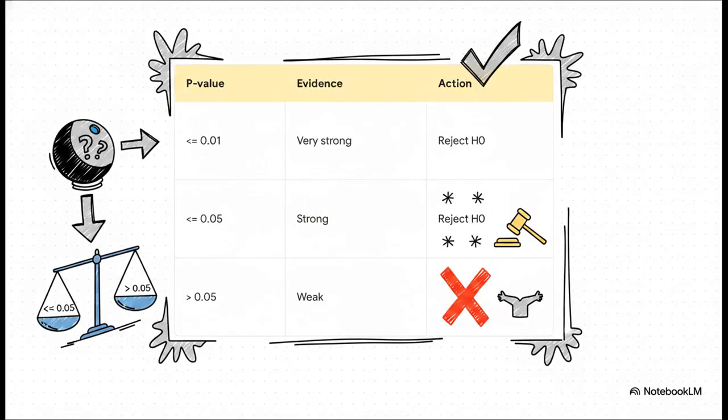When you run your statistical tests, it spits out a p-value. Look at the table. If your calculated p-value falls at or below your 0.05 threshold, the evidence is strong, and you get to confidently reject that null hypothesis. But if it's above 0.05, you fail to reject it, meaning your results just aren't mathematically strong enough.